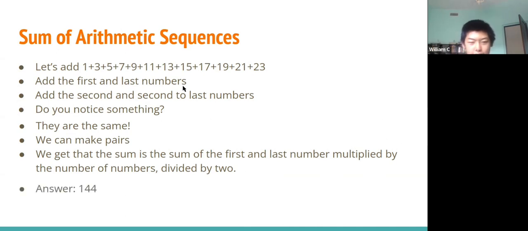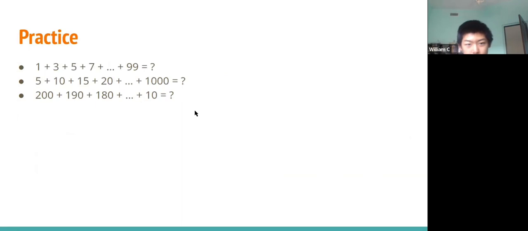This is a lot easier than adding it all up because all we need to do are a few simple operations instead of adding 12 numbers together. Now you try. Can you practice the theorem with these 3 arithmetic sequences? Can you please tell me the sum of the first one?